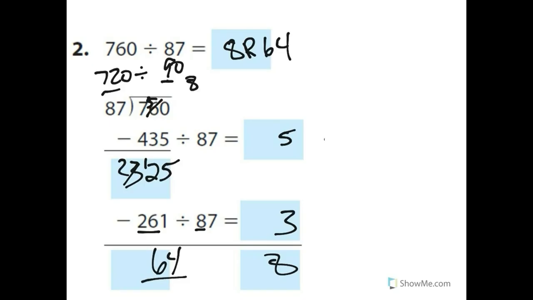So I'm going to take 87, multiply it by 8. 8 times 7 is 56. 8 times 8 is 64. 64 plus 5 is 69.